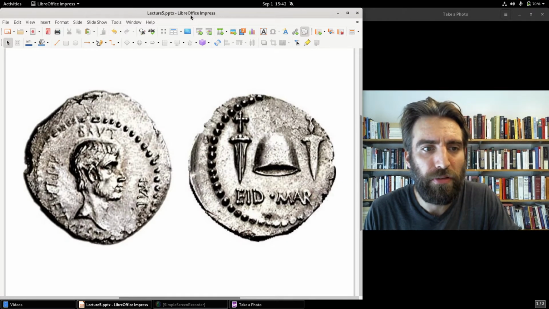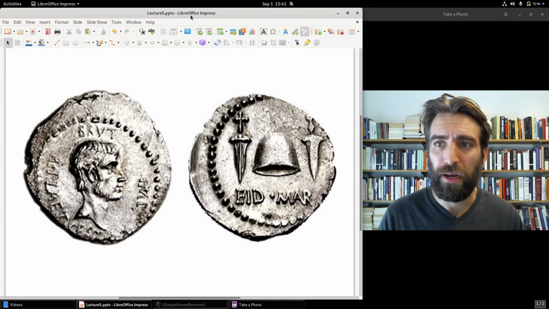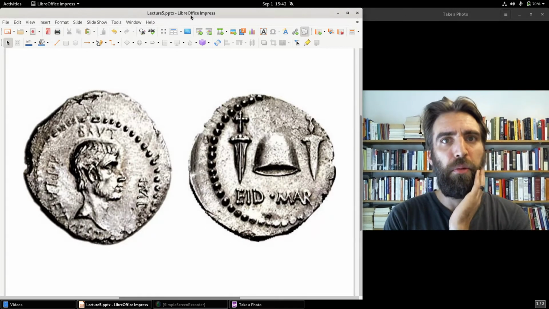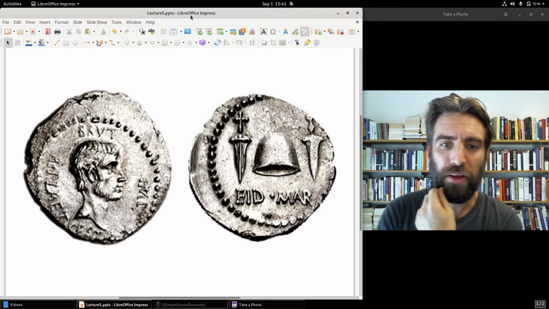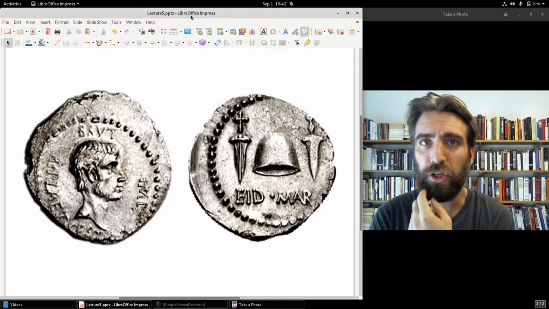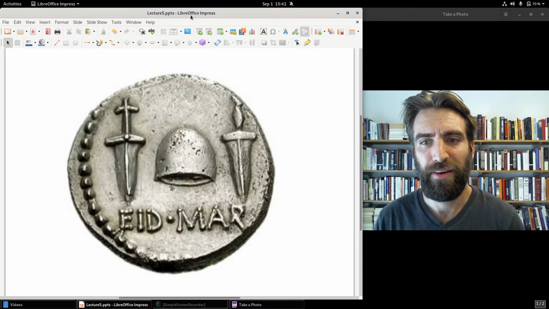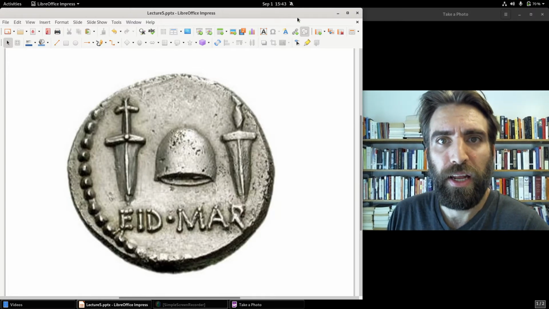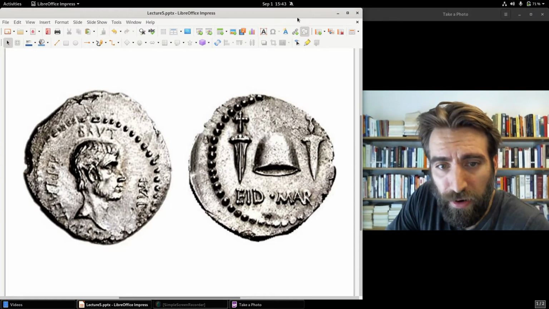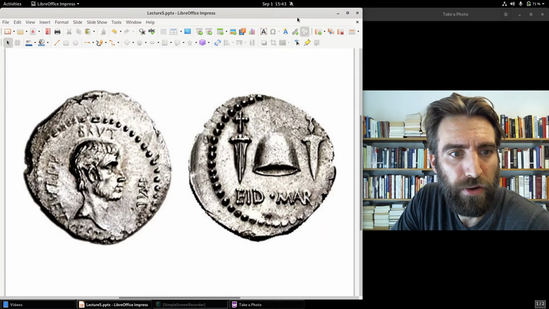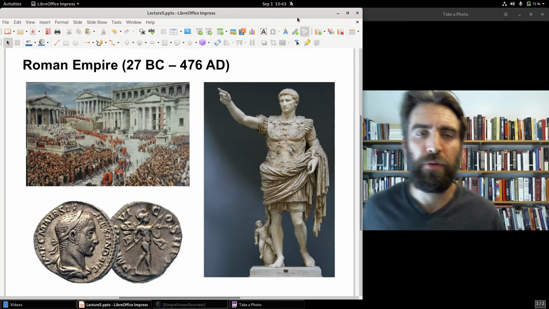And the images, the messages communicated on these coins were quite powerful. This was a coin introduced by supporters of Brutus. Brutus, of course, was involved in a conspiracy to assassinate Julius Caesar on the Ides of March, 44 BC. And this coin commemorated the Ides of March. Again, issued by the supporters of Brutus, who were ultimately taken down by Mark Antony and Octavian. But pretty cool coin.